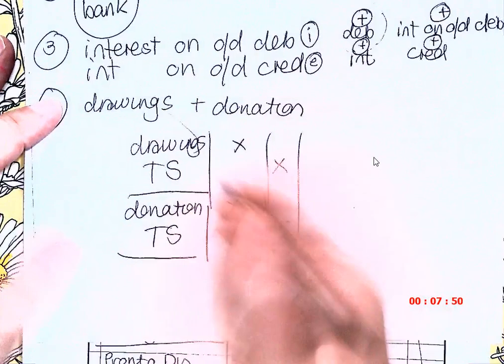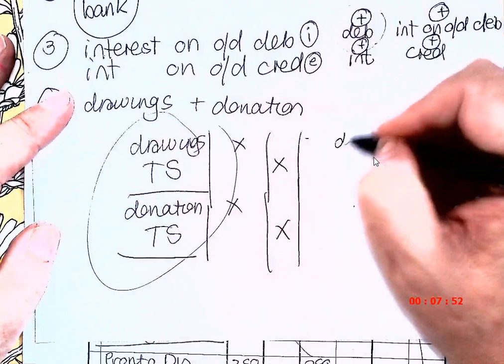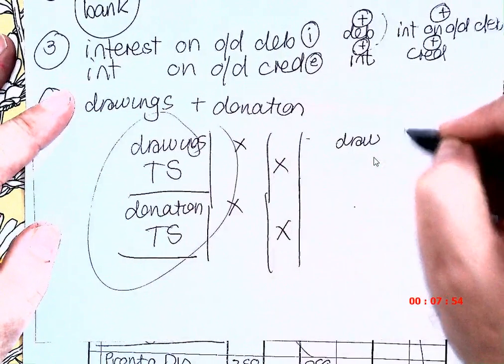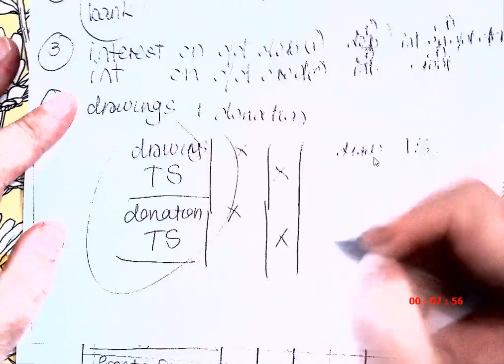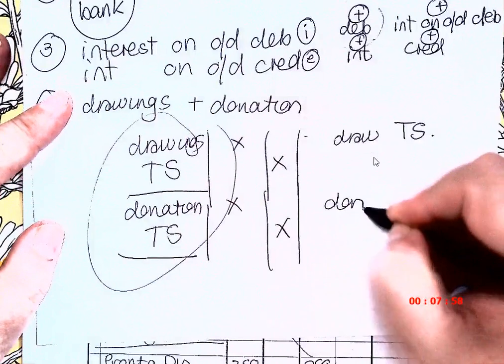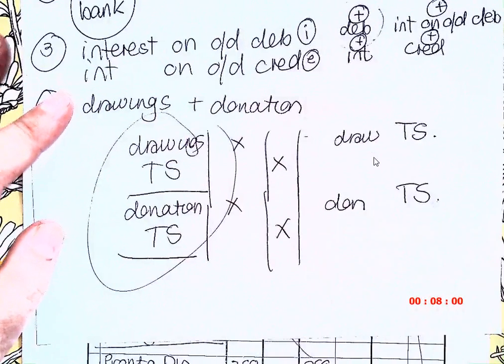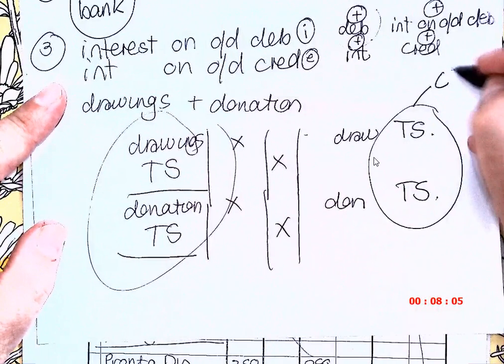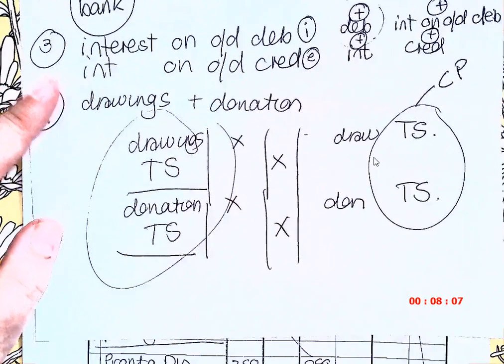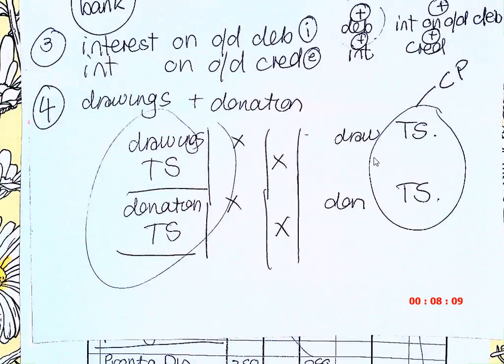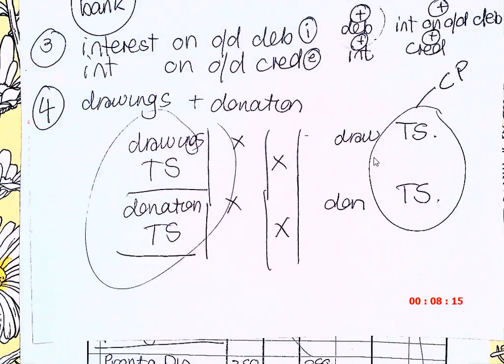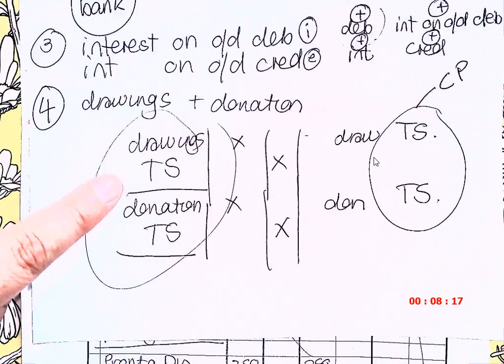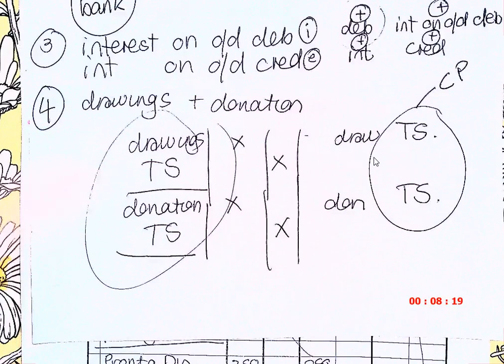You see? So this is exactly how the AOL would look like. Drawings will be debit, trading stock credit. Donation would be debit, trading stock credit. And trading stock, I'm always going to use the cost price, not the sales price. Now, let's say I'm taking drawings, but I'm taking stationery. Then I will replace the trading stock with stationery.